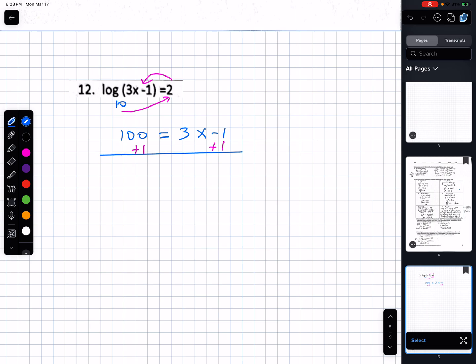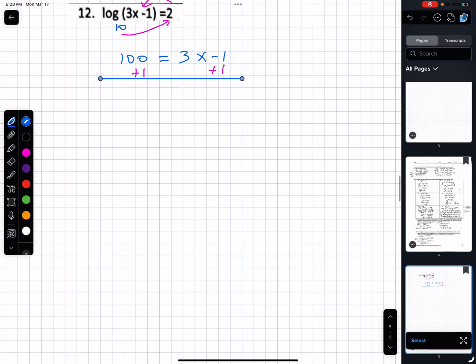So remember how she said exact answers? This is the moment for an exact answer. So we have 101 equals 3x. So we just divide by 3, and then the 3's cancel. This is your exact answer. Because if I do 101 divided by 3, you get a repeating decimal, so you just leave it like that.